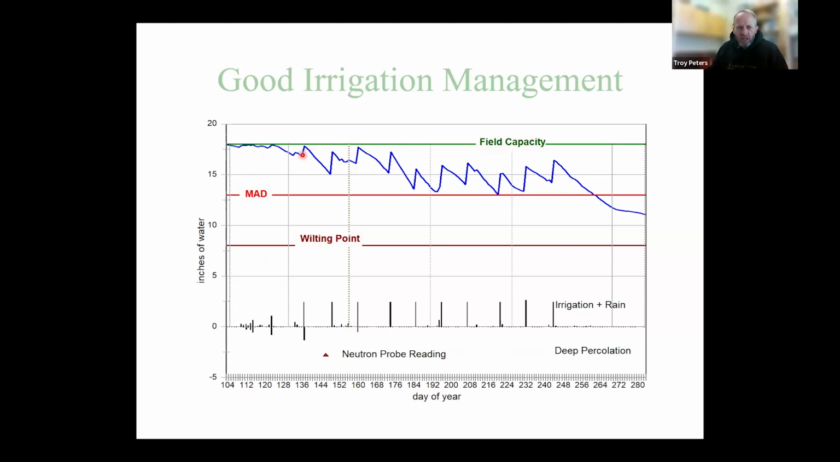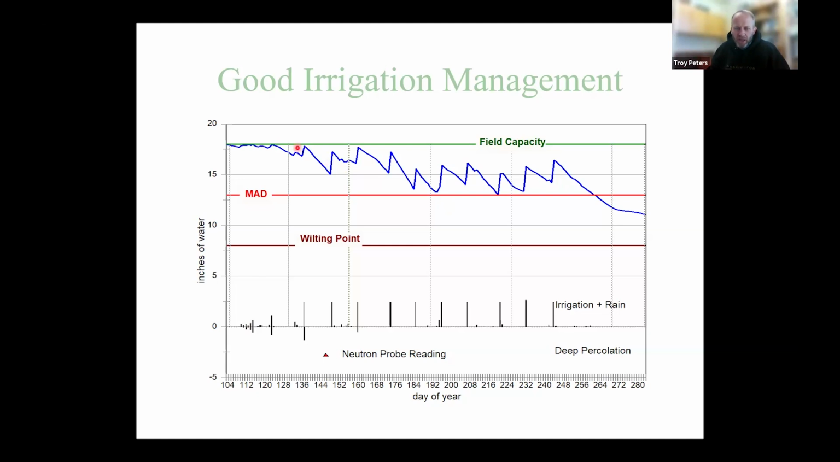If I keep the soil water content, which is this blue line, between these two lines, I'm going to have maximum production. So every day ET decreases the soil water content. And then if there are rainfall events, which are these little lines here, it pushes the soil water content back up. It can't go above field capacity because we're assuming that water gets drained out the bottom of the soil profile. You can't hang on to it.